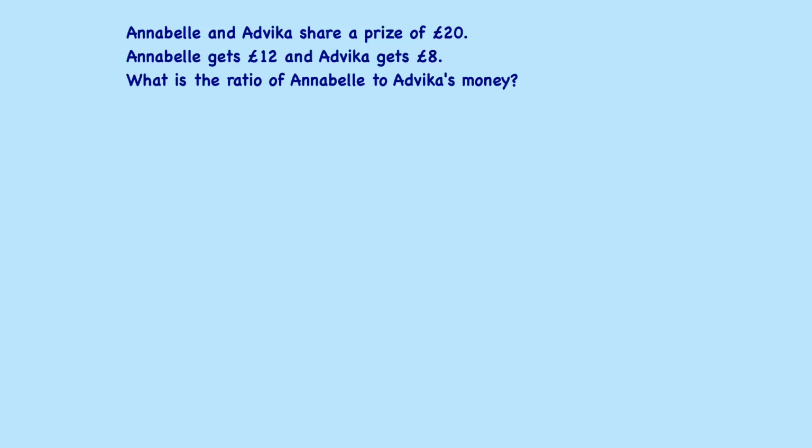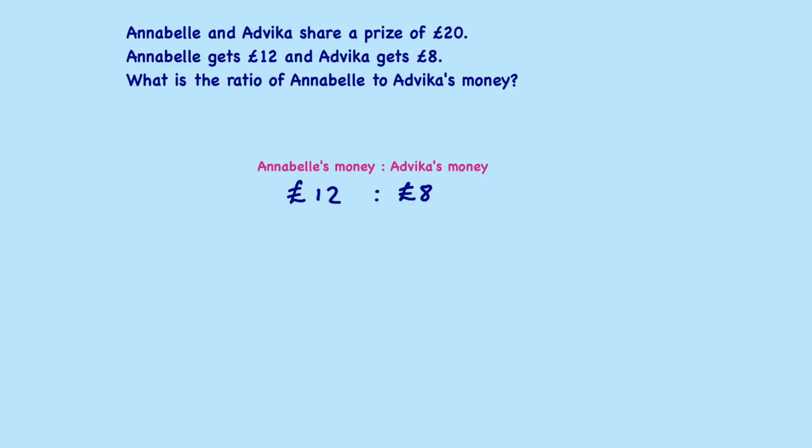So we're going to write down Annabelle's money on the left hand side because Annabelle was mentioned first, so Annabelle gets £12, and Advika on the right hand side because Advika was mentioned second. So whatever the order in the question is how you write the order in the ratio. So we're going to write below Annabelle £12 and below Advika £8.